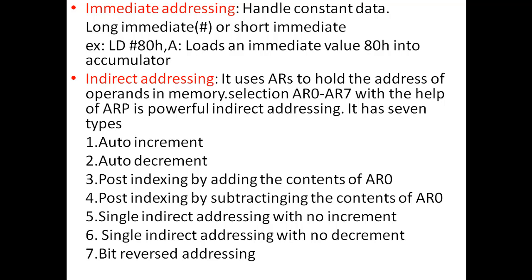Indirect addressing, it uses auxiliary register to hold the address of operand in memory. The selection of AR0 to AR7 with the help of auxiliary register pointer is powerful indirect addressing. It has 7 types: auto increment, auto decrement, post indexing by adding the content of AR0, post indexing by subtracting the content of AR0, single indirect addressing with no increment, single indirect addressing with no decrement, bit reverse addressing.